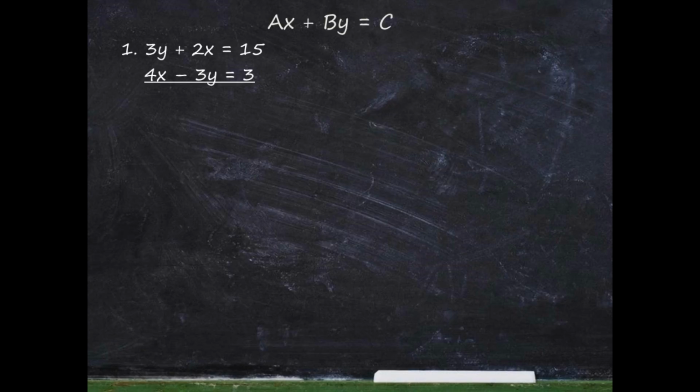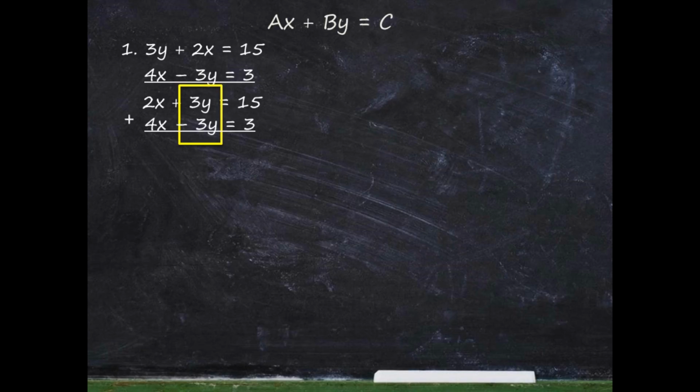Let's start with the first linear system, 3y plus 2x equals 15 and 4x minus 3y equals 3. Make sure, before adding, that the equations are in standard form, ax plus by equals c. So the first equation will become 2x plus 3y equals 15, and just copy the second equation, 4x minus 3y equals 3. Make sure that the coefficients of the variable that you will eliminate have the same value in both equations. Since the coefficient of the variable y is the same and has opposite signs, we can simply add the equations.